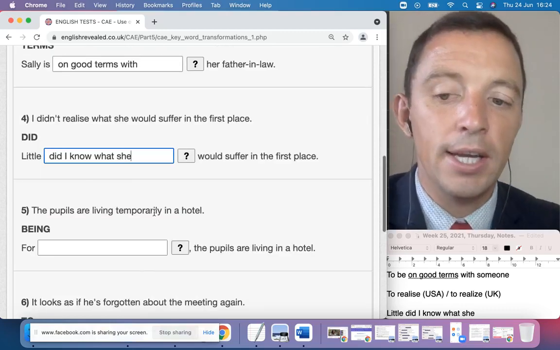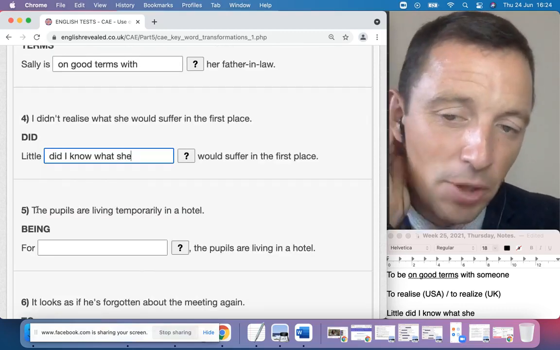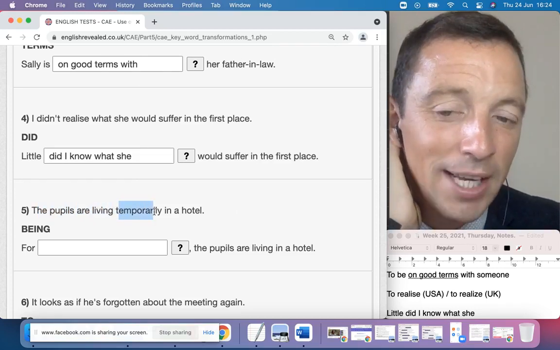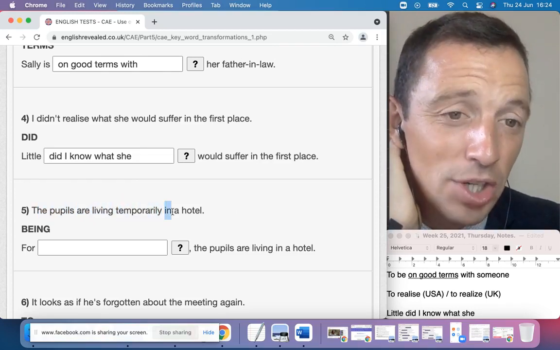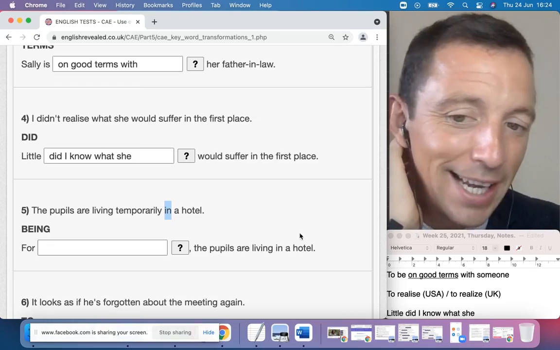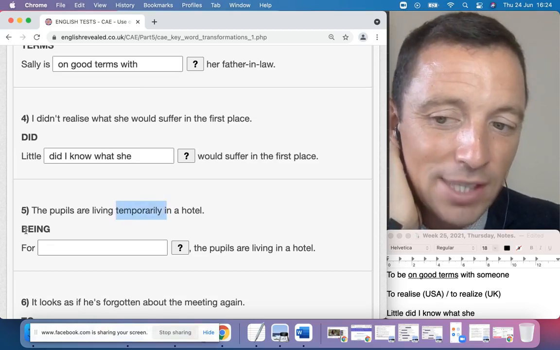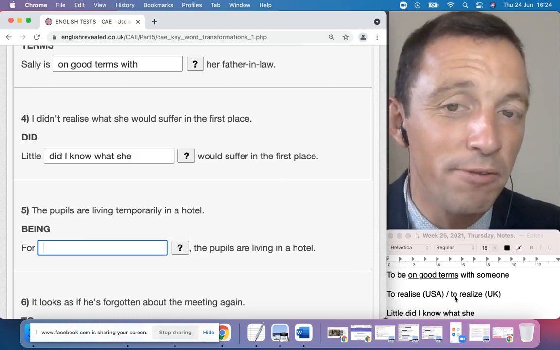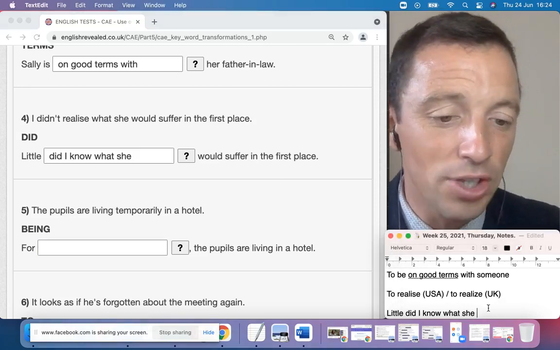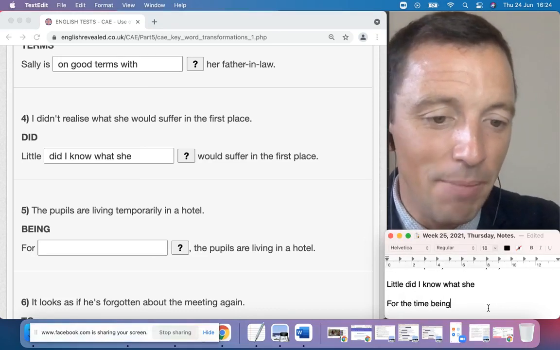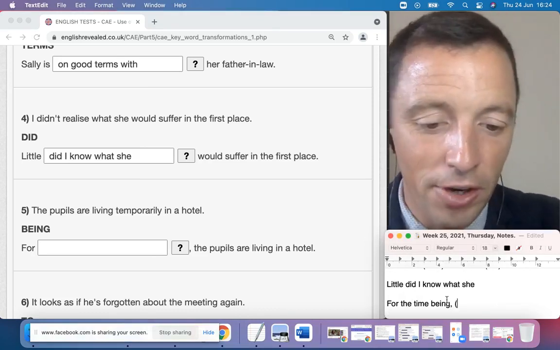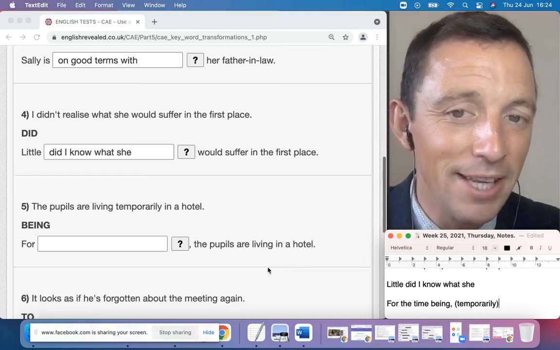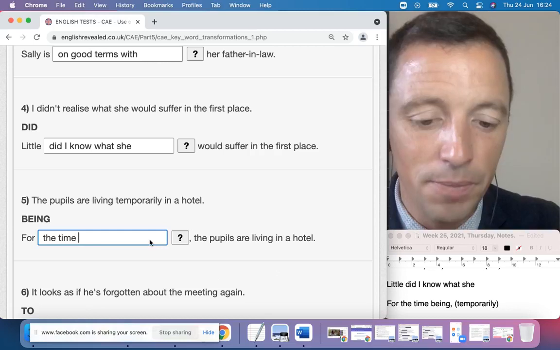Okay. The pupils are living. So the pupils are the subject. Are living is the present continuous. Temporarily is the adverb. In is the preposition. A hotel. Okay, again, temporarily is the structure we need here. And there is a very famous structure to substitute for temporarily. And the structure is "for the time being". Okay, that's the structure for temporarily. So for the time being, the pupils are living in a hotel is the best option.